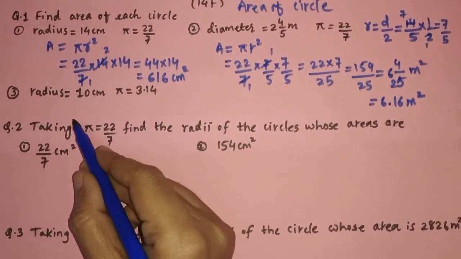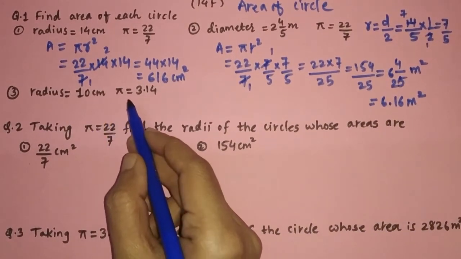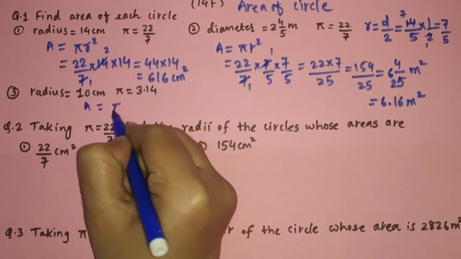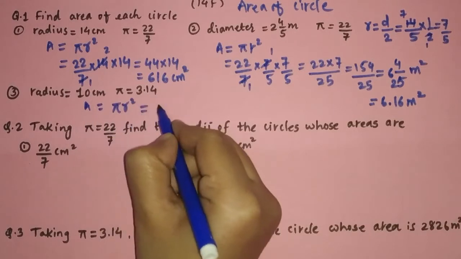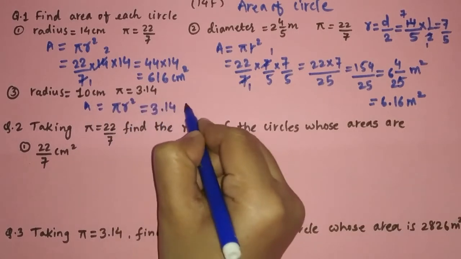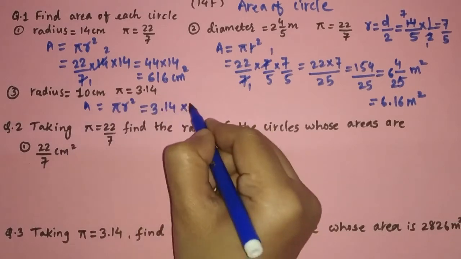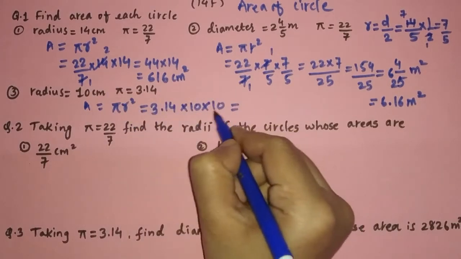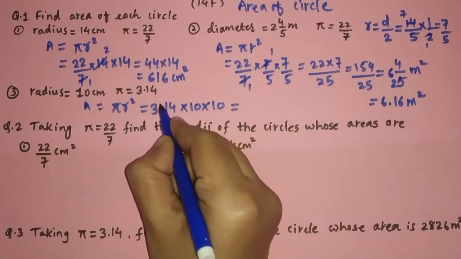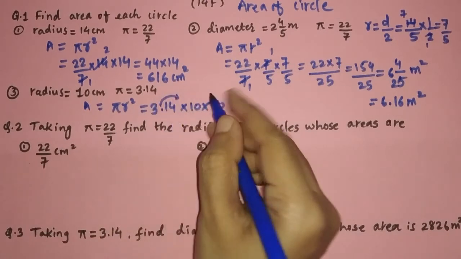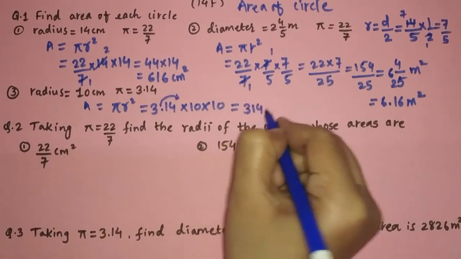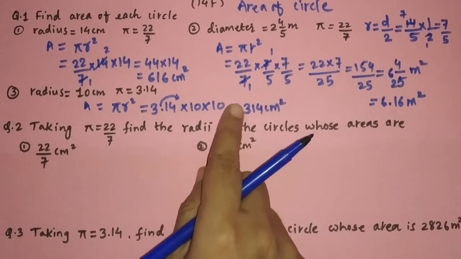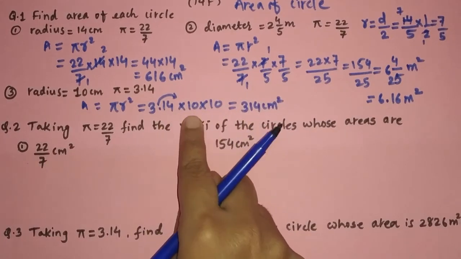Now we have another, that radius is 10 centimeter and take pi as 3.14. So we know that area is equal to pi r square. So now pi's value is given in decimal 3.14 and radius is 10, 10 multiplied by 10 because it is r square. So if there are two zeros, we'll throw this decimal outside. So we'll get here 314 centimeter square. Removing two zeros and the decimal point goes out.